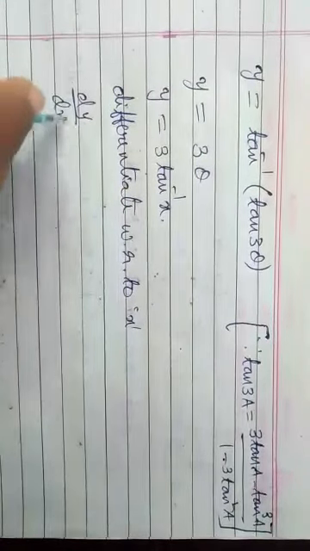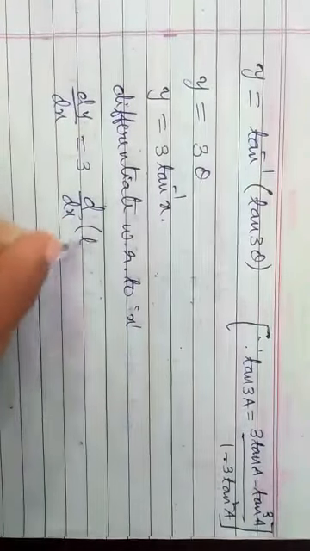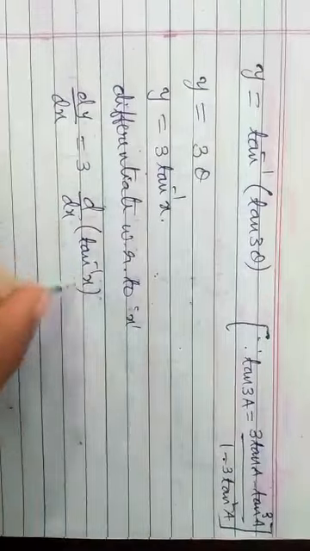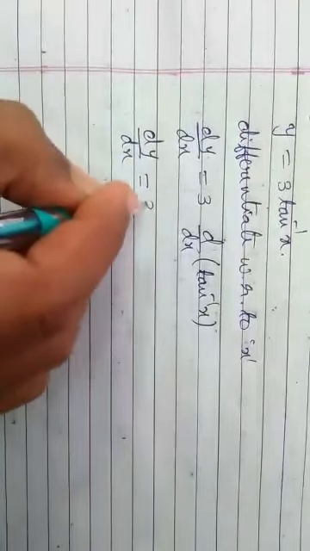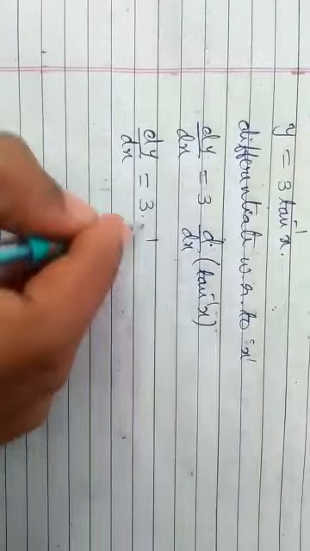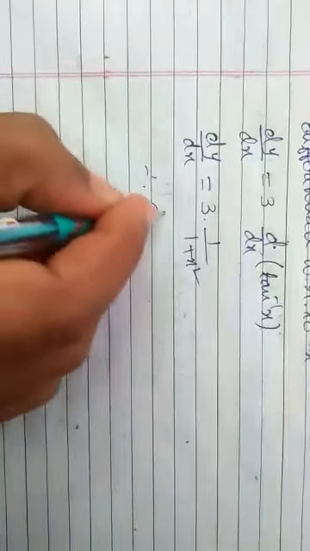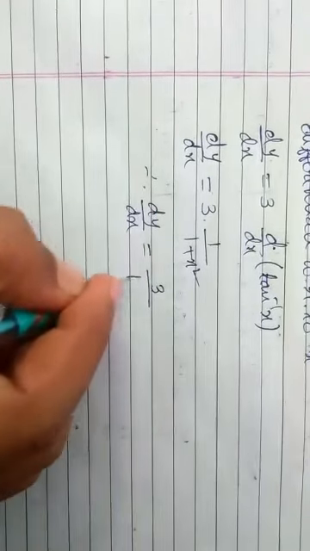dy by dx is equal to 3 into d by dx of tan inverse x. Already we know that d by dx of tan inverse x is 1 by 1 plus x square. Final answer is dy by dx is equal to 3 by 1 plus x square.